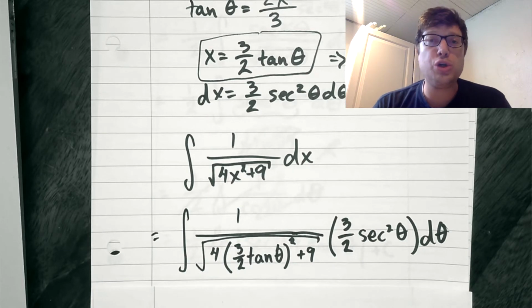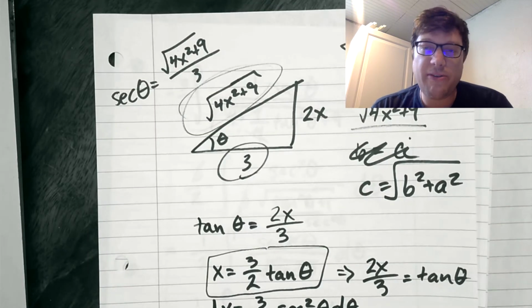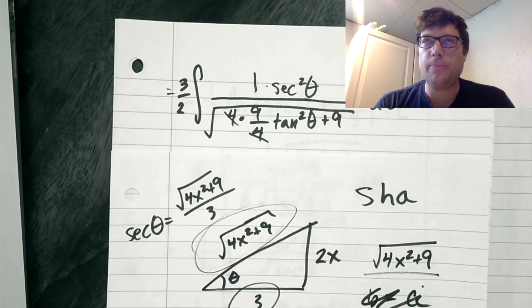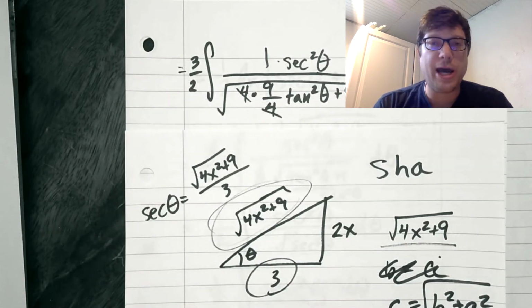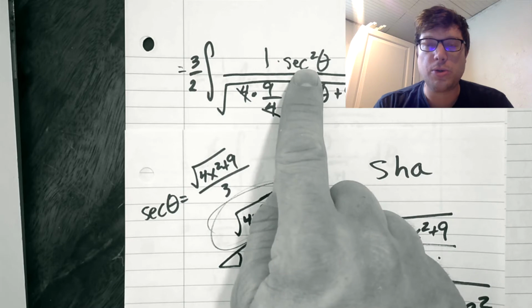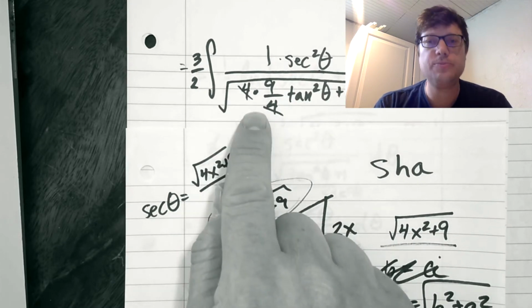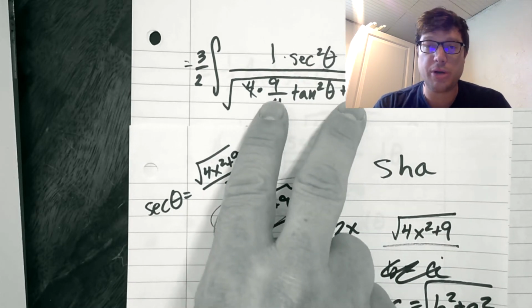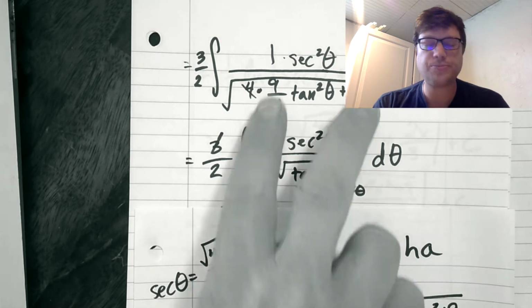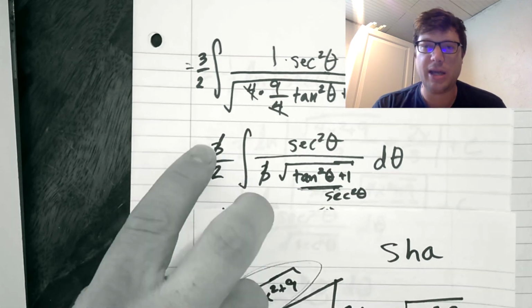We continue to arithmetically simplify. So for example, you're going to square 3/2, which is 9/4. The 4's cancel. You can factor out 9 because 9 is in both terms, and the square root of 9 is 3. 3 on the outside, 3 on the inside, they cancel.